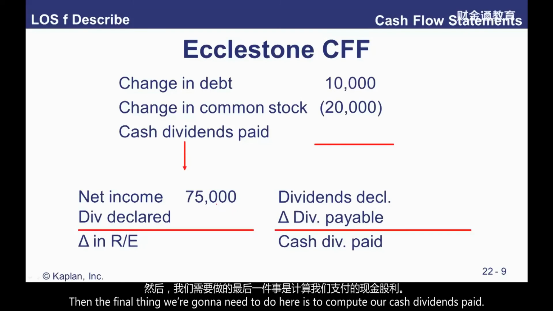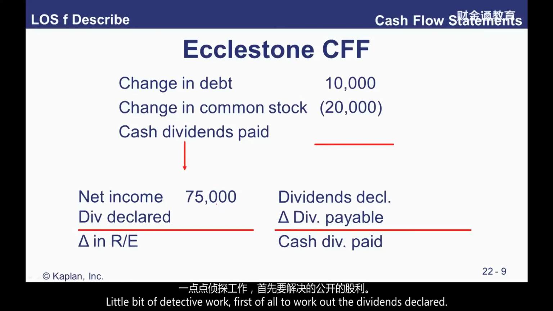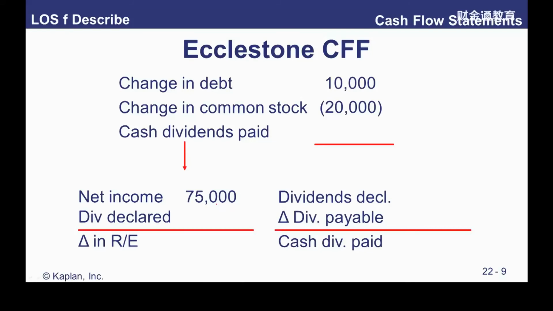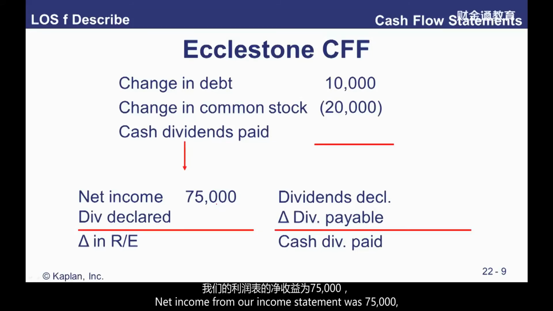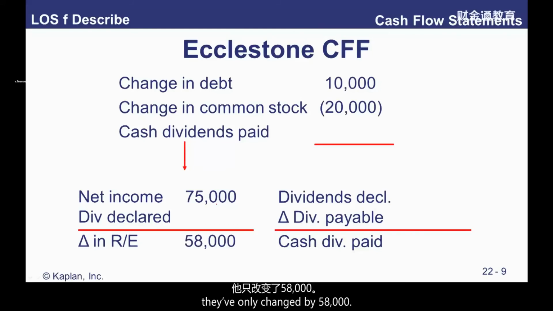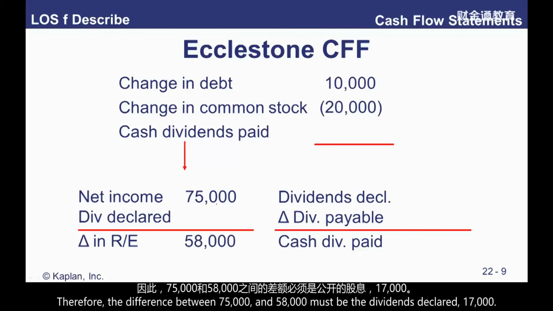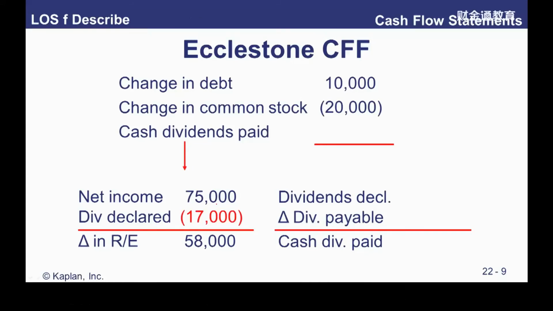Then the final thing we're going to need to do here is to compute our cash dividends paid. A little bit of detective work, first of all, to work out the dividend declared. Net income from our income statement was 75,000, but when we look at our retained earnings, they've only changed by 58,000. Therefore, the difference between 75,000 and 58,000 must be the dividend declared, 17,000.